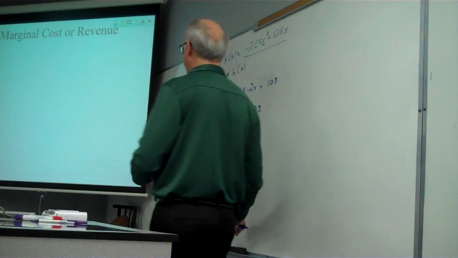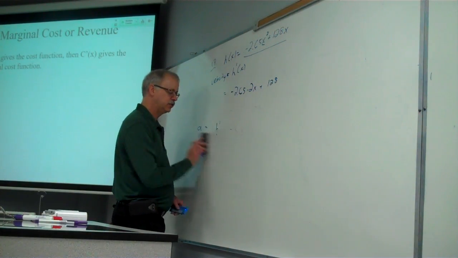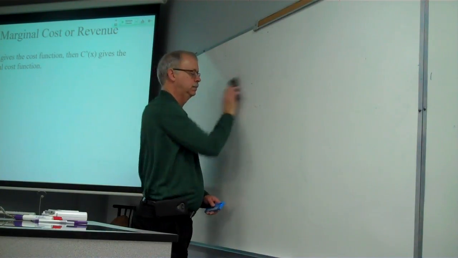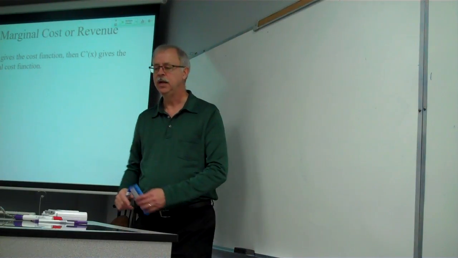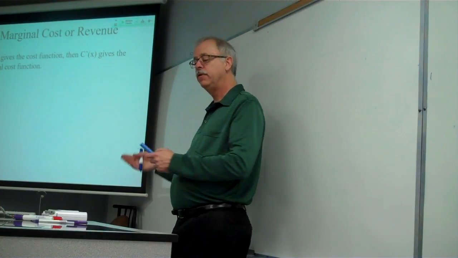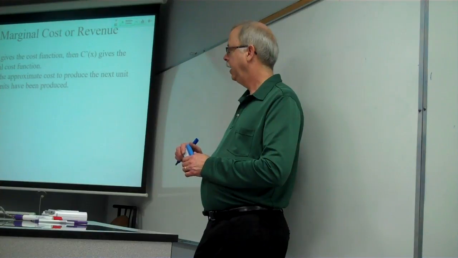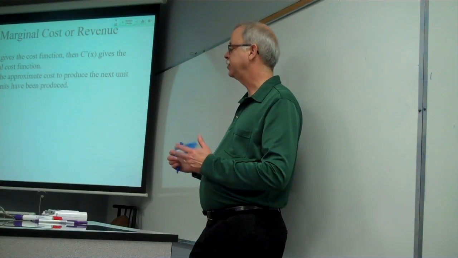And then we'll also use it for the marginal cost or revenue. If we've got the cost given to us to make X units, so we've got some function that's telling us the cost for X units, the derivative is the marginal cost function. And that's the approximate cost to produce the next unit once we've produced X units.